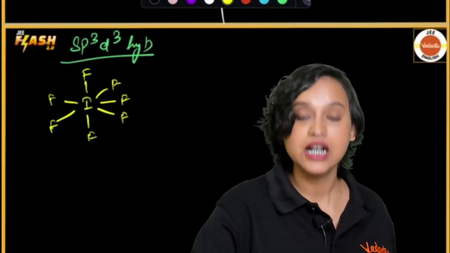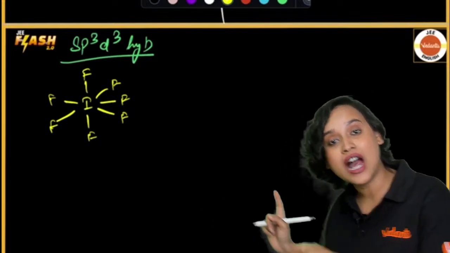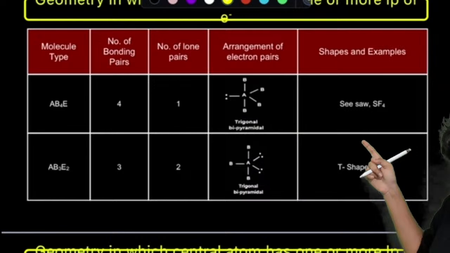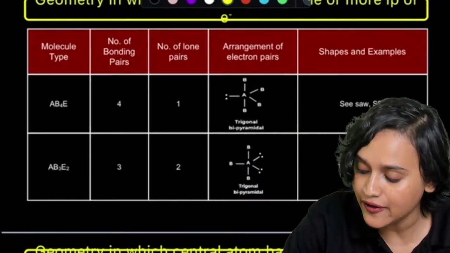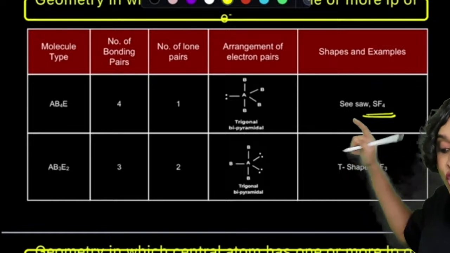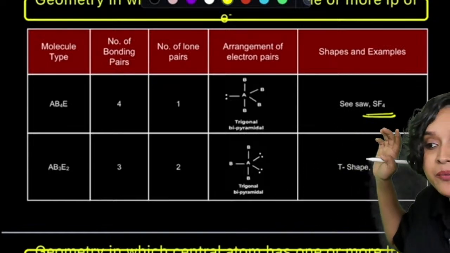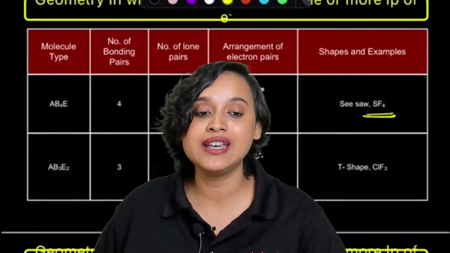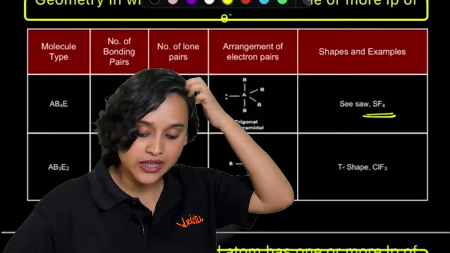Okay, great. Now that you have understood this, see, for SF4, the molecular geometry was trigonal bipyramidal. However, the shape of the molecule is seesaw. Do you remember this?